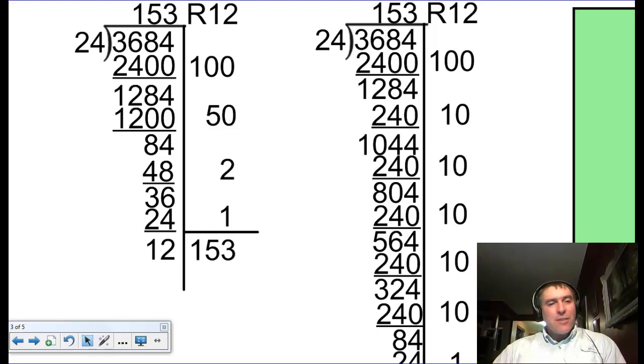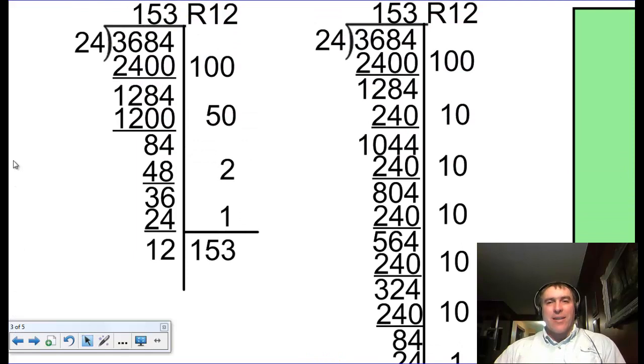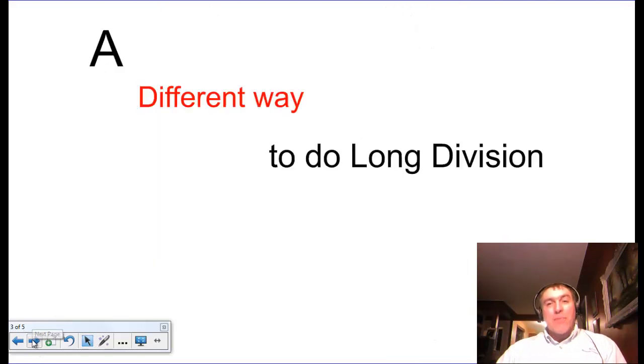You might need a little more paper, but more importantly, if you understand this, if this helps you actually solve a division question, then make sure you use it. So once again, this is a different way to do long division, but a way that works, and hopefully this helps you. Enjoy!